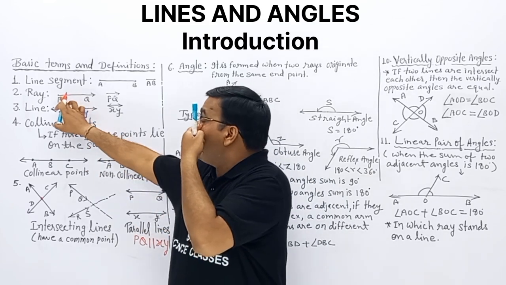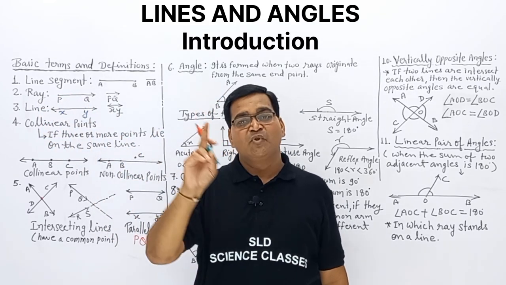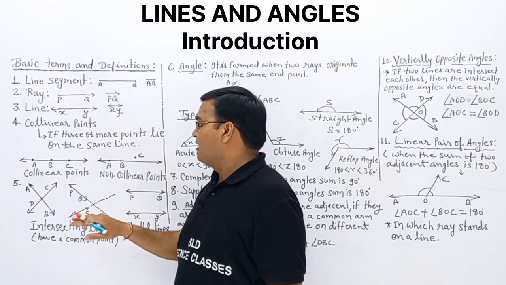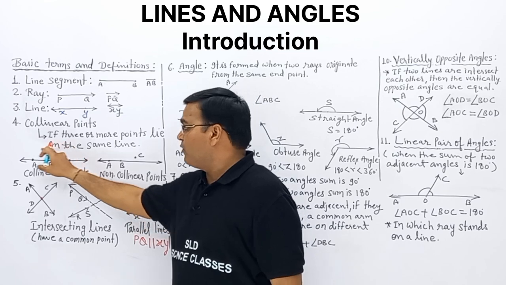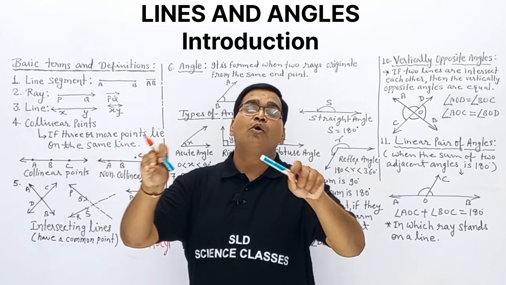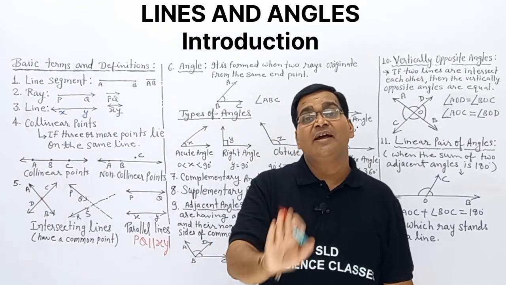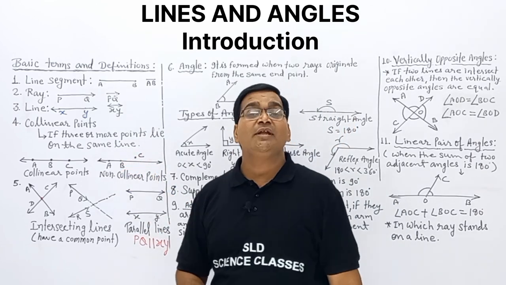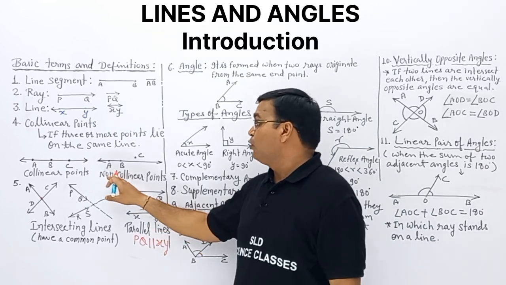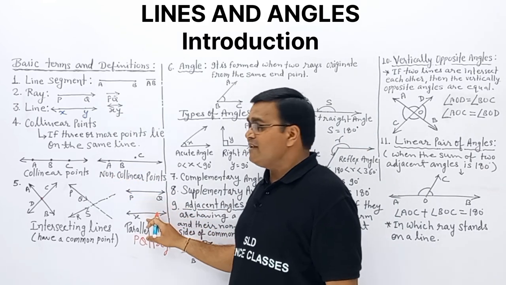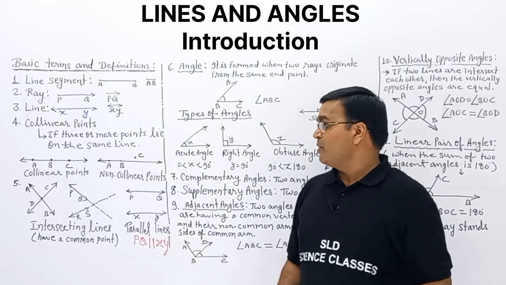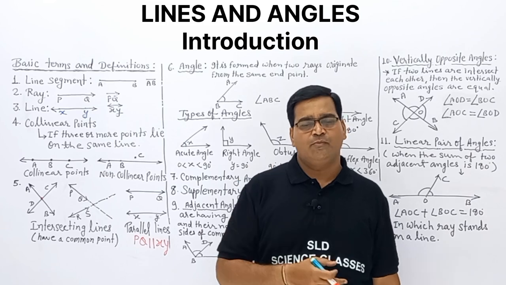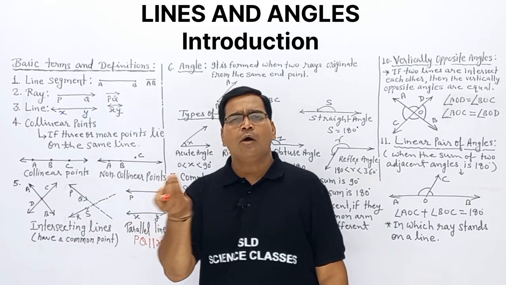But a ray has one end point. We can move only one side. One end is fixed. This is a ray. And collinear points means that when three or more points lie on the same line, they are collinear. Otherwise, non-collinear. Like this one is not on this line, so we can say ABC are collinear, and this is a non-collinear point. Parallel lines have no common point, but intersecting lines have one common point. Clear? Minimum one common point.